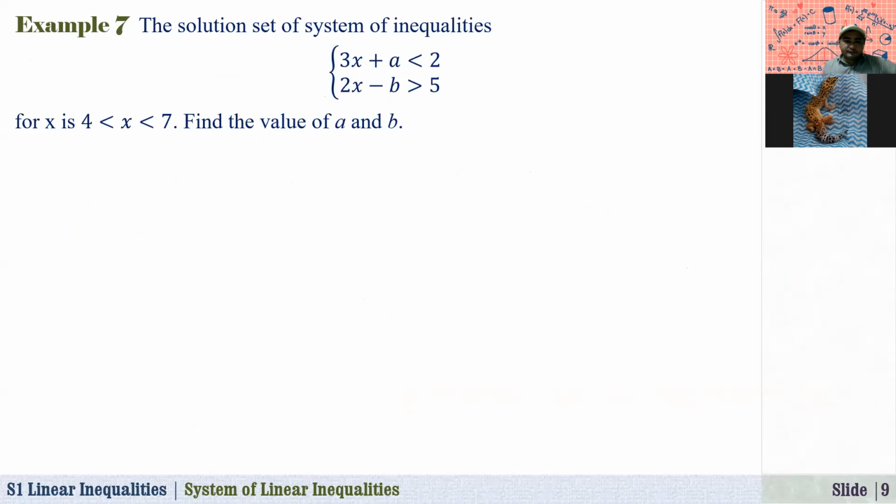All right. Another example, the solution set. The solution set of the system of inequalities 3x plus a less than 2, 2x minus b greater than 5 for x is 4 less than x less than 7. So actually the solution set is given. We have to determine the values of a and b. So first, of course, we have to solve this, and after that, we'll try to determine the values of a and b. From the first one, take a to the right-hand side, 2 minus a, divide by 3.